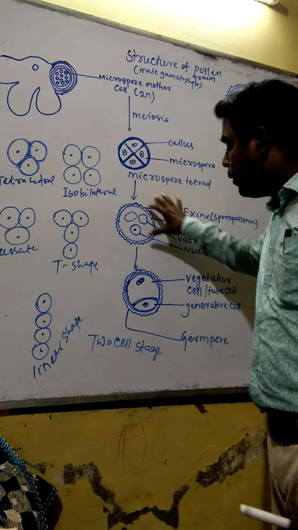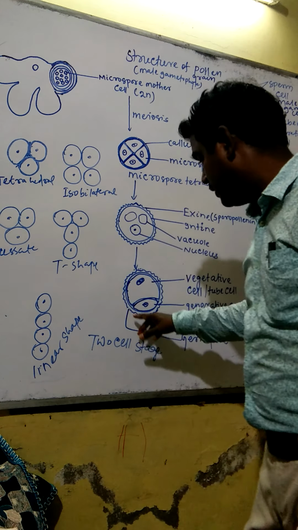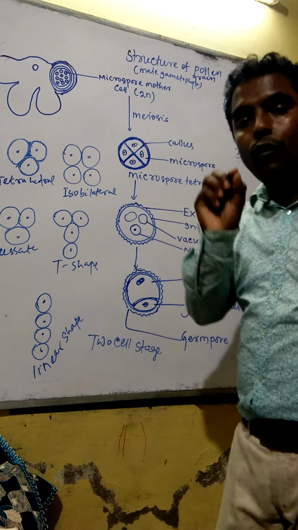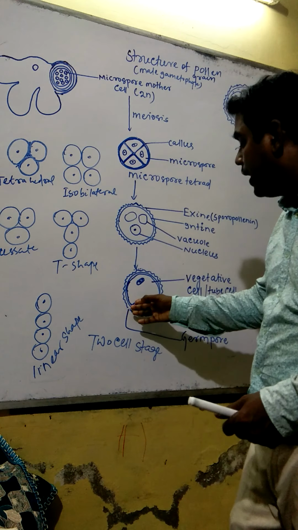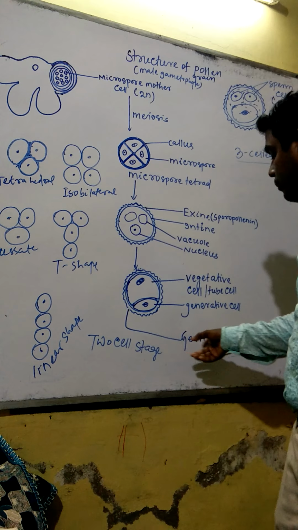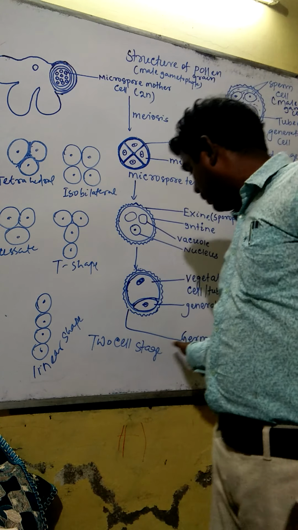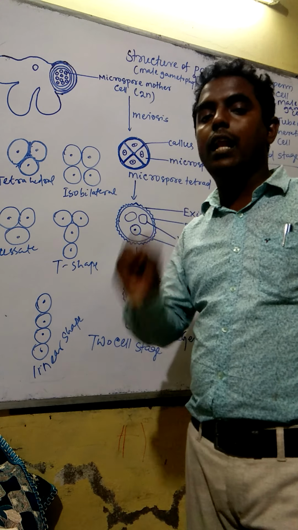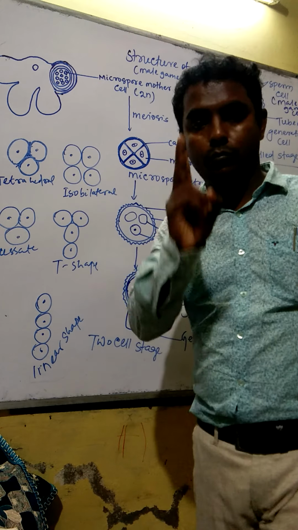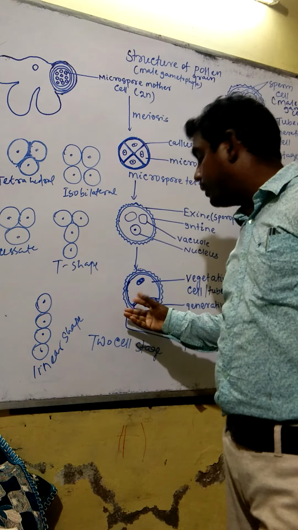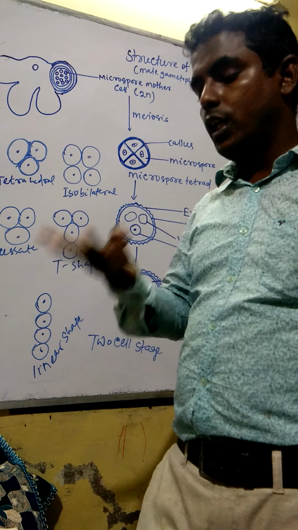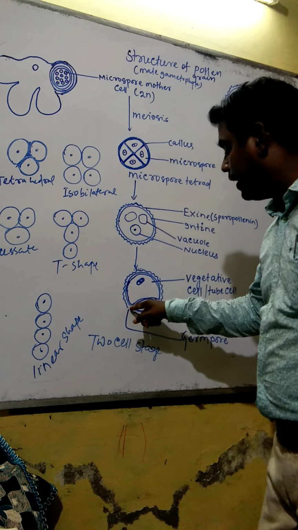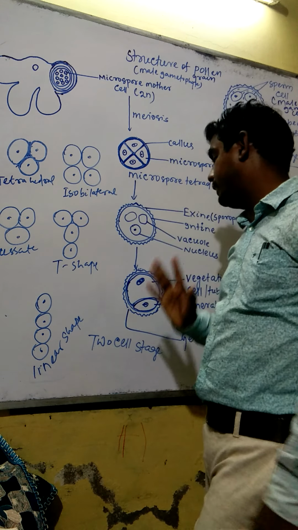This sporopollenin is not continuous. At some places it becomes thin. The thin region in the exine is known as germ pore. Generally a pollen grain may contain one germ pore, monoculpate, two germ pores, biculpate, or three germ pores, triculpate. Through this germ pore, the intine comes out in the form of the pollen tube.